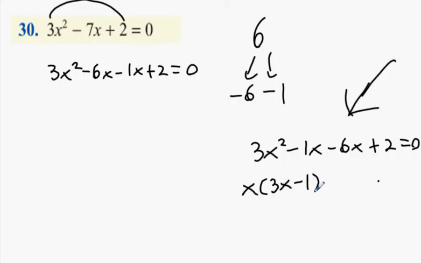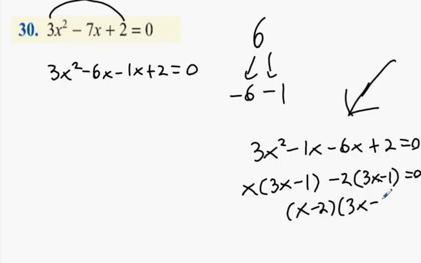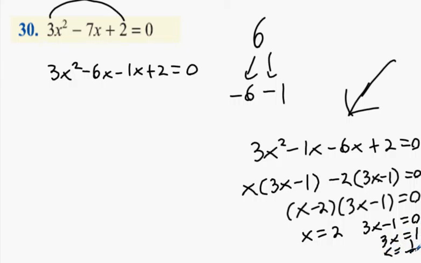And what number divides into 6 and 2? Now, doesn't it have to be the same bracket twice? So what number will multiply 3x to give you minus 6x? After that, x equals 2 and 3x equals 1, and x will equal 1 over 3. Remember? Sort of? Right.